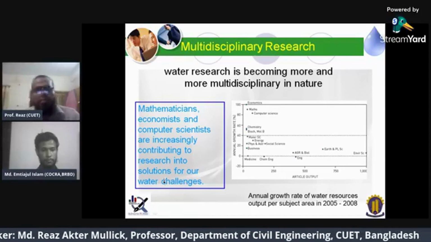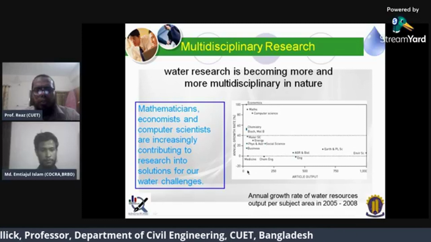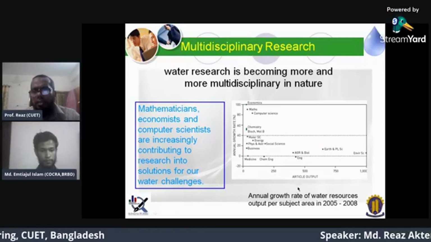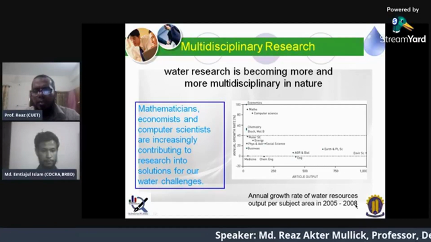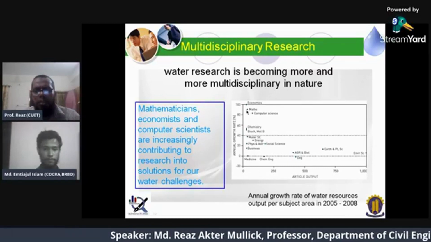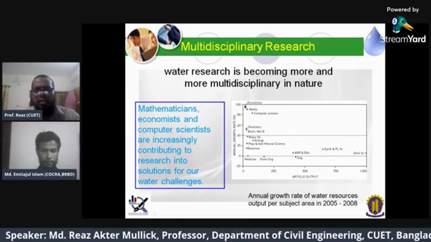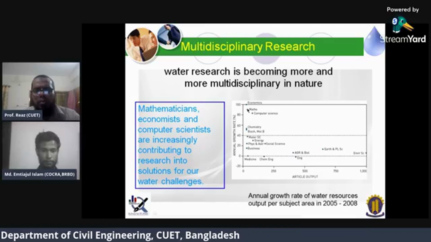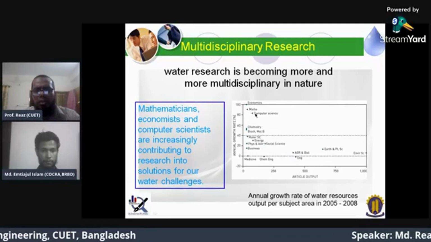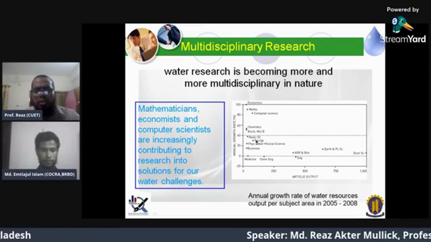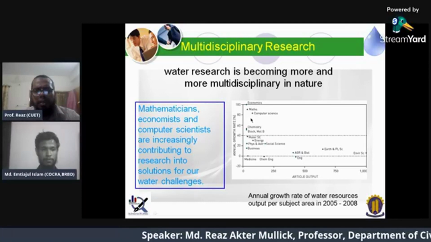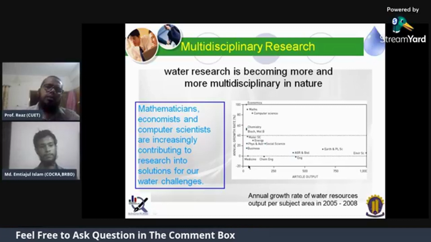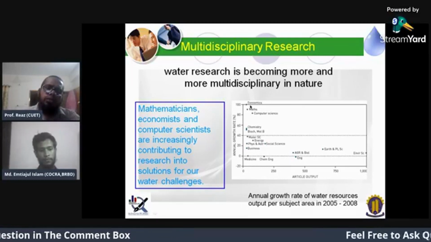And here there is a graph, in fact, showing the article output in the journal and the annual growth rate. This is a little bit old data set, up to 2010, and you see economics is the highest. The growth rate is 100%, in fact, in terms of article output. Then mathematics and water resources, computer science in the water resources, have very high growth rates, but the number of article output is very low. That means the field is still growing, and that is why the growth rate is very high.